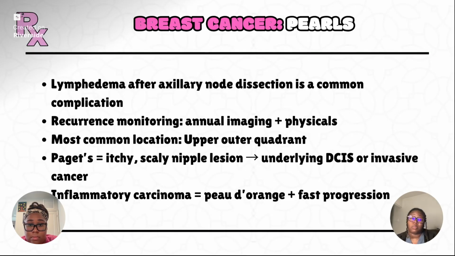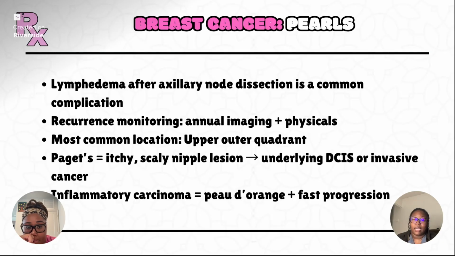Because that will be the explanation for the swelling, especially if the provider or the surgeon didn't explain that, which usually they should, but sometimes they can forget, and someone will come in and be like, "Oh my gosh, my arm is just swelling, and I just had surgery on my breast 3 weeks ago. Now my arm's swelling up." Lymphedema is a very common complication of that. For recurrence, you want to do annual imaging, and obviously at your physicals you do your breast exam. The most common location is the upper outer quadrant, so that's the most common location for breast cancer.